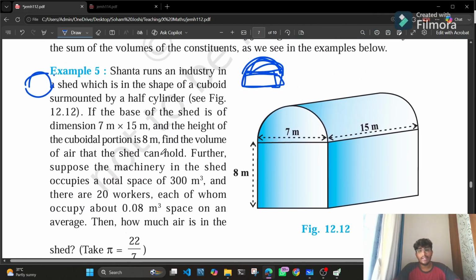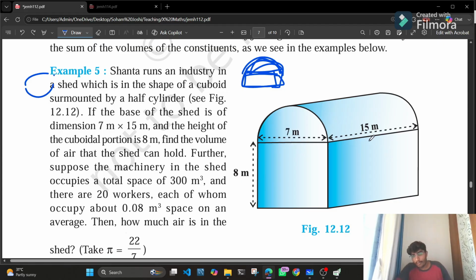Okay. So now the dimensions are, the height of the cuboid is 15 meter, and the breadth of the cuboid is 7 meters. The base of the shed is of dimensions, maybe it can be referred to as length into breadth also. So this is what we are given. Sorry, the base of the shed is of dimension 7 meter into 15 meters, and the height of the cuboidal portion is 8 meters. So length is 15 meters, breadth is 7 meters, and the height is 8 meters.